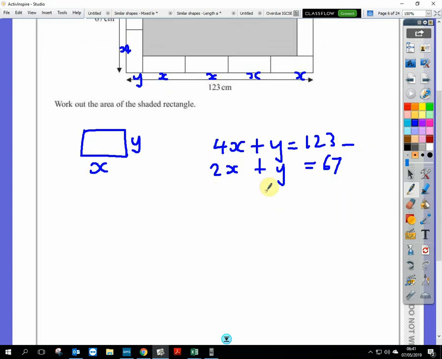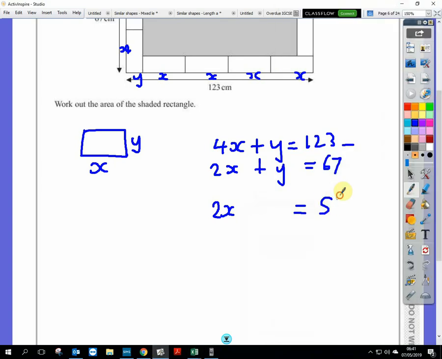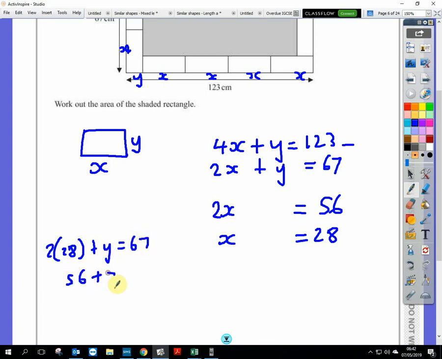Okay, by subtracting, we have the same number of y's there. So if we subtract, we get 2x is equal to 123 minus 67, that's 56, and that means x is equal to 28. If we substitute to work out y, using this equation here, we've got 2 times 28 plus y is 67, that's 56 plus y is equal to 67, so that means y is 11.